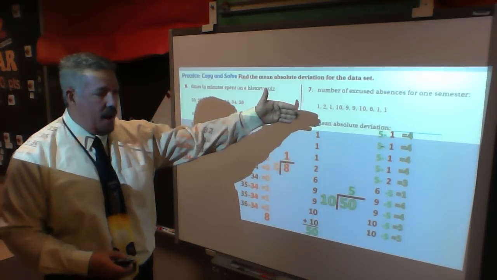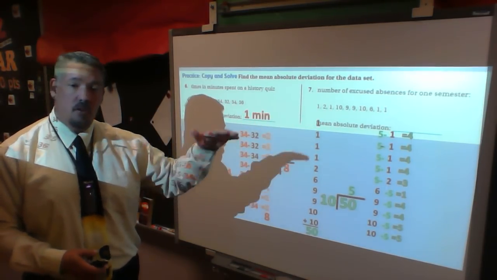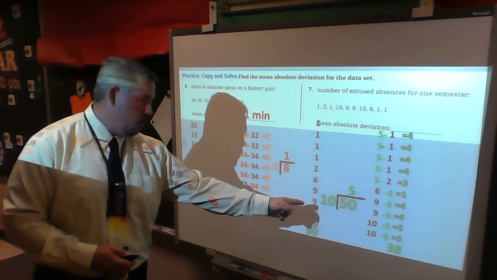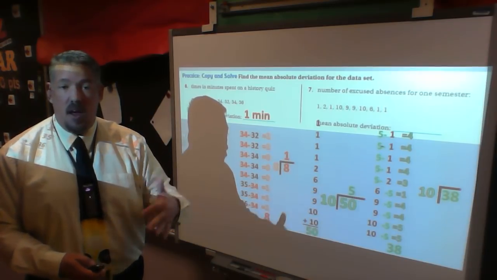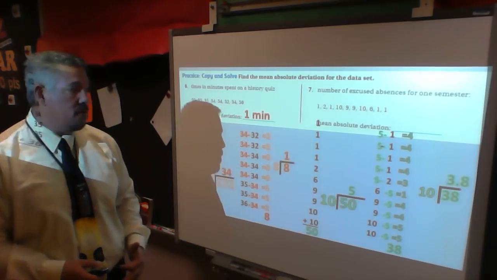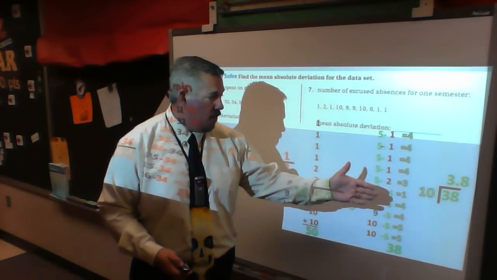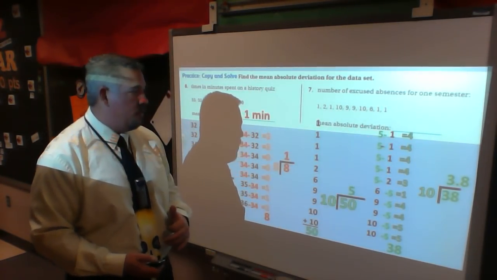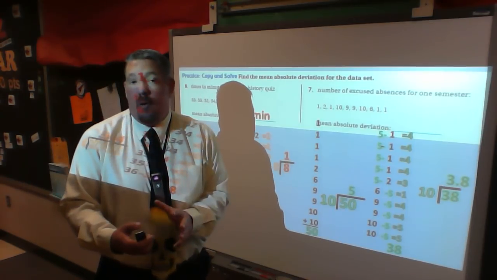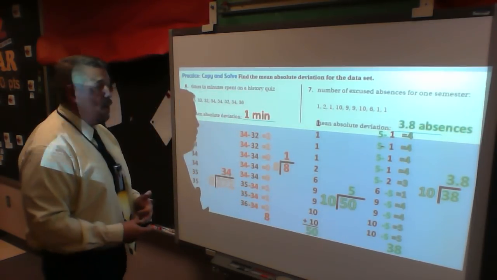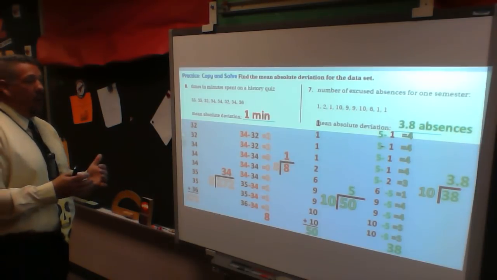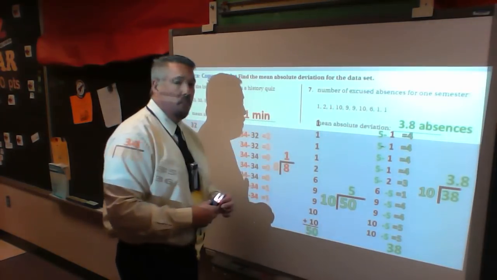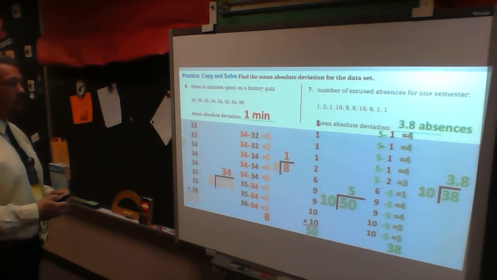Now to find the mean absolute deviation, you totaled them together and got your 38 and divided by how many there are, which we said were 10. So your mean absolute deviation should be 3.8 as your final answer, because 38 divided by 10, I have to add a decimal and a 0 to continue to divide. I don't do remainders. We haven't done remainders since the first month of school. So I should have a mean absolute deviation of 3.8 absences, because that's what we're talking about, excused absences.